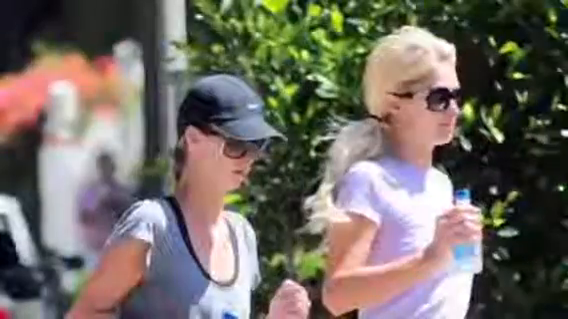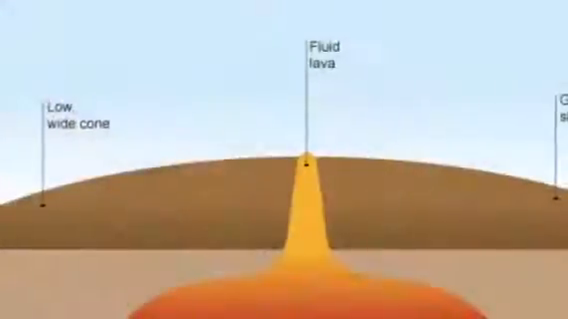Basic lava forms shield volcanoes. It is thin and runny because it does not contain much silica.